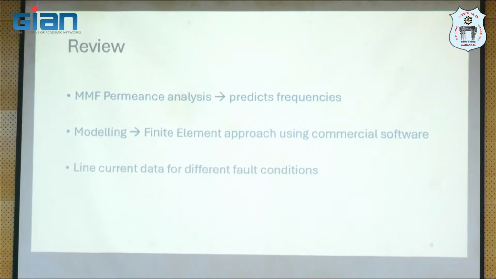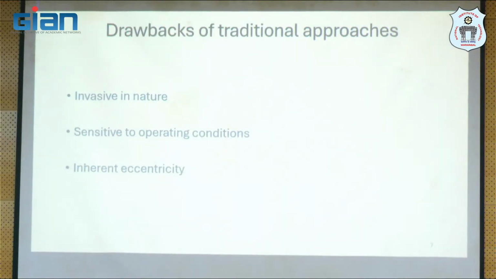And once you have the line current data, you can do Fourier transform or carry out spectrum analysis or different types of signal processing to detect different frequencies and check whether there is a fault or not. So everything looks good. So what is the drawback in the approaches that I presented? Invasive approaches, of course, the main problem is they are invasive in nature. That means building a machine with sensors is going to be a little more challenging, and can be more expensive as well.